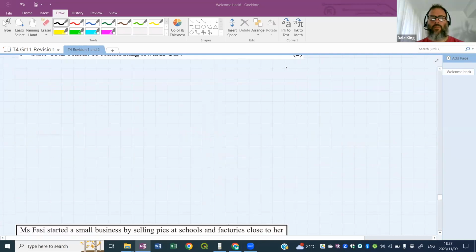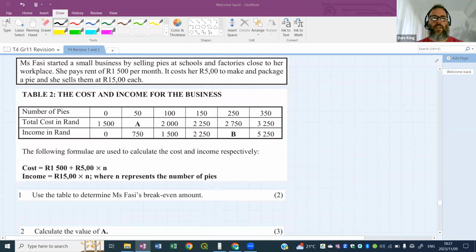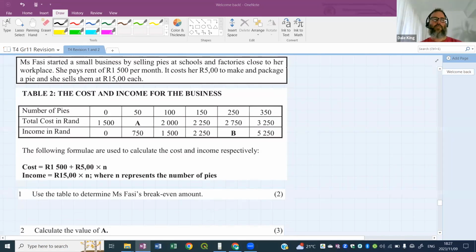Now we're moving away from personal finance, and we're going to look at some business finance. When we talk business finance, we're talking about income versus expenses in a business. And there's always 3 parts to this: a table, an equation, and a graph. A table, an equation, and a graph for any of these scenarios. Just remember that.